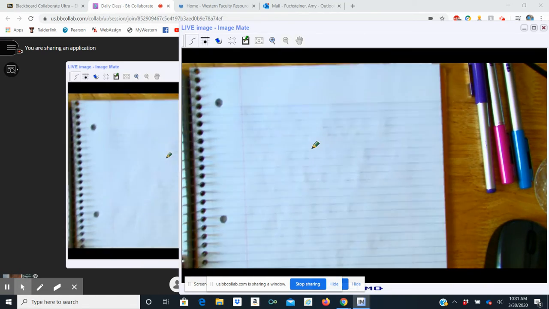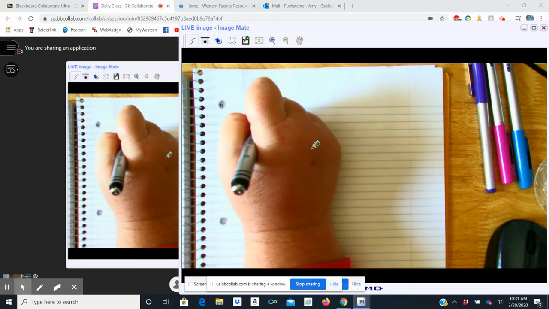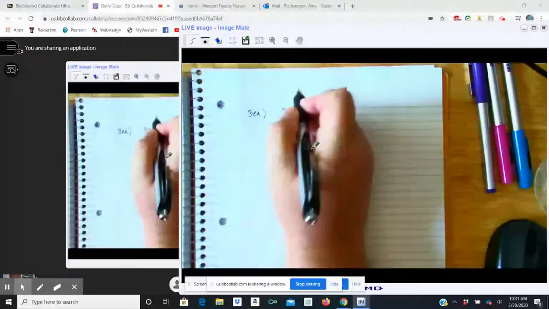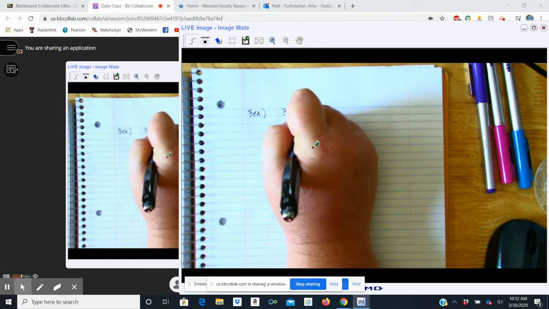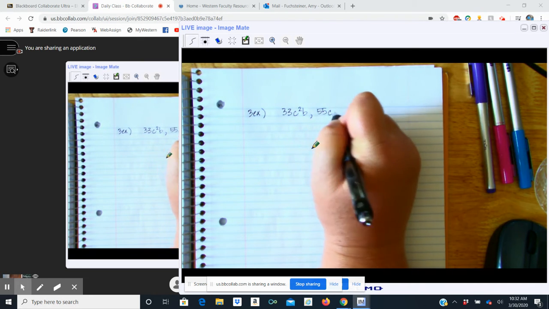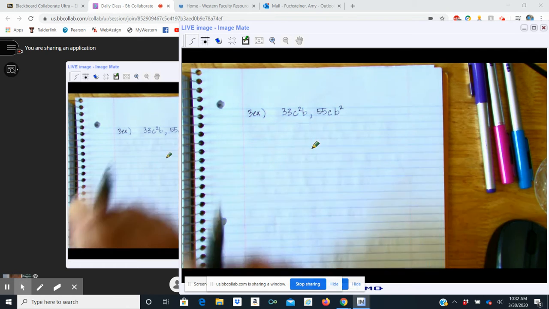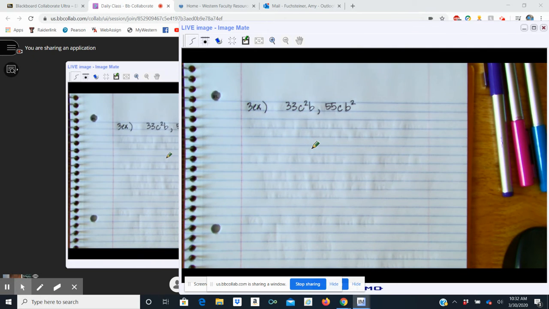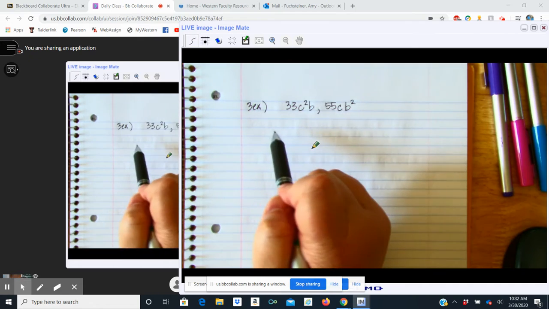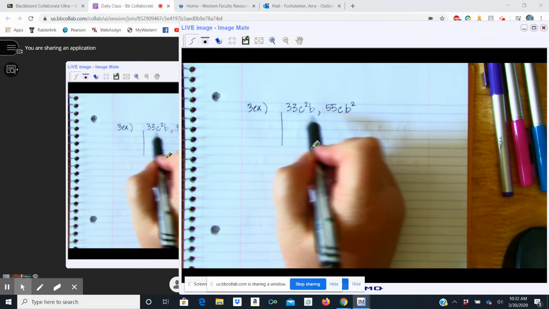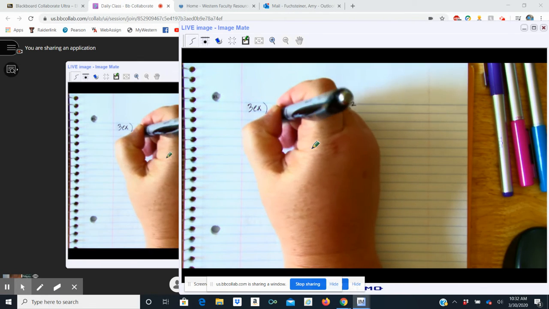So, because this is algebra, they're not always going to be just numbers. They're going to throw letters in there too. 33c squared b, and then we'll do a 55c b squared. Now, out of both a 33 and a 55, you could take an 11.